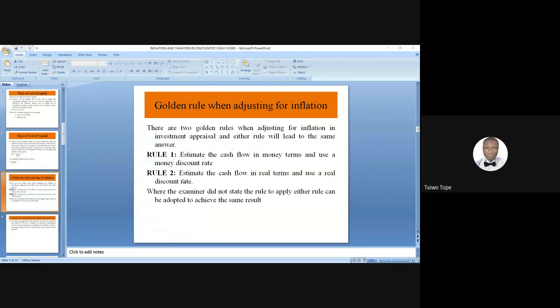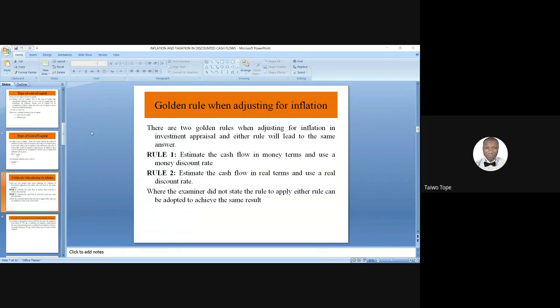So also, let me include some other rules. Let me reiterate what I've said. That is, cash flow stated in money or nominal terms must be discounted using the money cost of capital. And cash flow stated in real terms must be discounted using real cost of capital. And discounting cash flows using money cost of capital and real cost of capital will give the same result of NPV, with little variation due to rounding error.